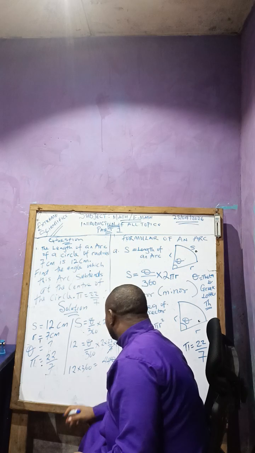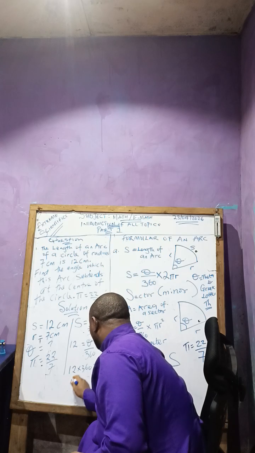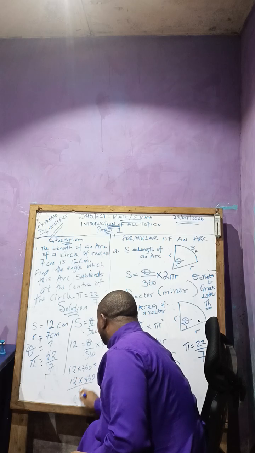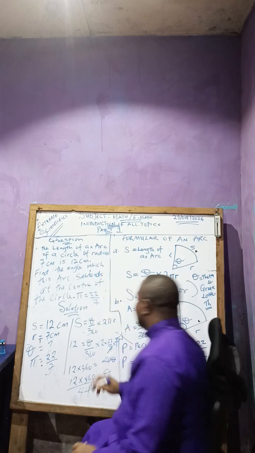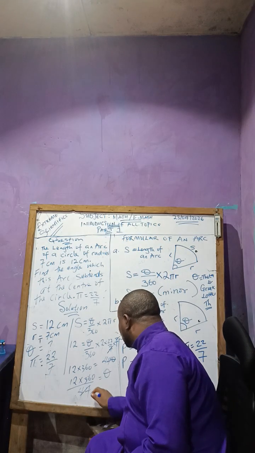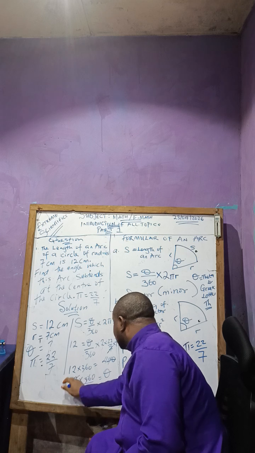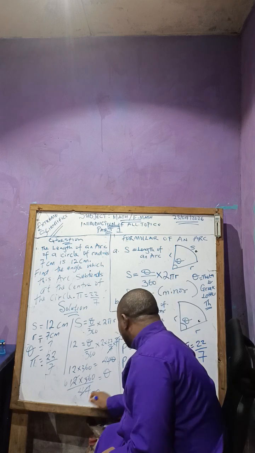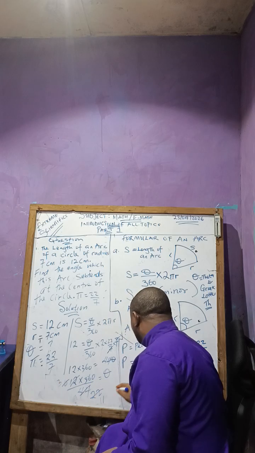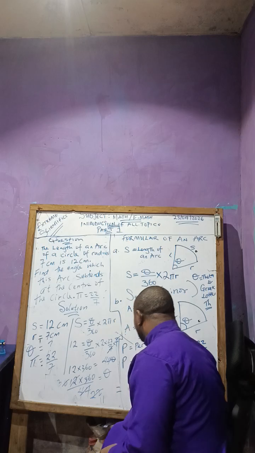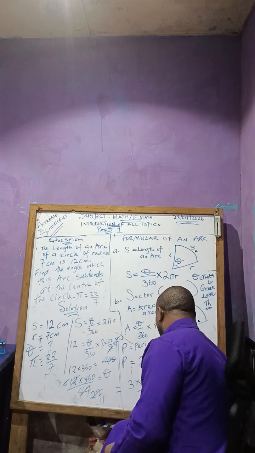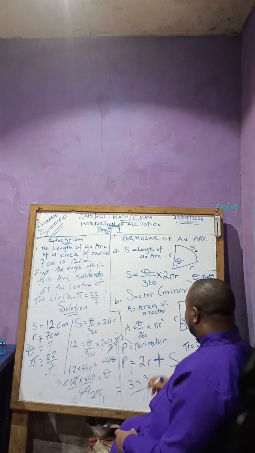Is that not so? So divide both sides by 44. You have 12 times 360 all over 44 is equal to theta. Now 2 here, 22 goes 11. 2 here, 12 goes 6. 2 here, 6 goes 3. So we have 3 times 360 all over 11. We have to multiply and divide.